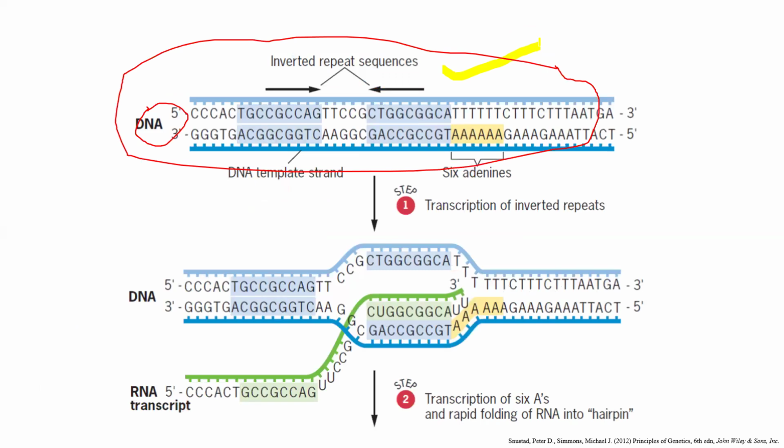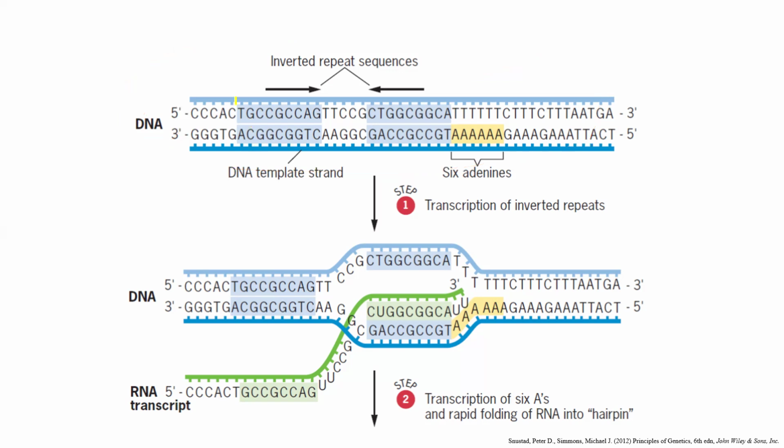In rho-independent terminators, they have a GC-rich sequence. When we say a GC-rich sequence, see the sequence from here till here, it is rich in GC. There are some TA base pairs, but otherwise you can see it's full of GC base pairs. Again, there's an AT base pair, but again GC. There are two AT base pairs, again GC base pairs. Again, there is one AT base pair here and one here, but this is full of GC base pairs.